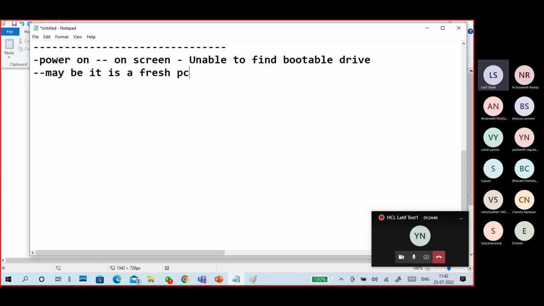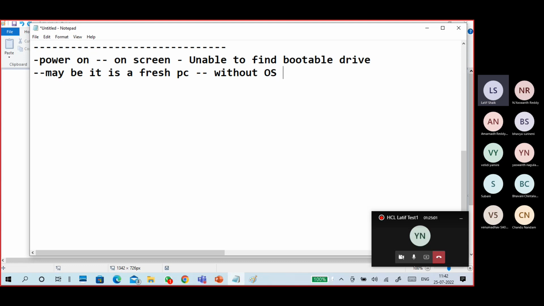Fresh PC without voice. Meaning, a PC without voice. Fresh means not only a new PC, it can be an old PC, but there is no voice. The PC doesn't have any voice. In that case also it will show this kind of error.